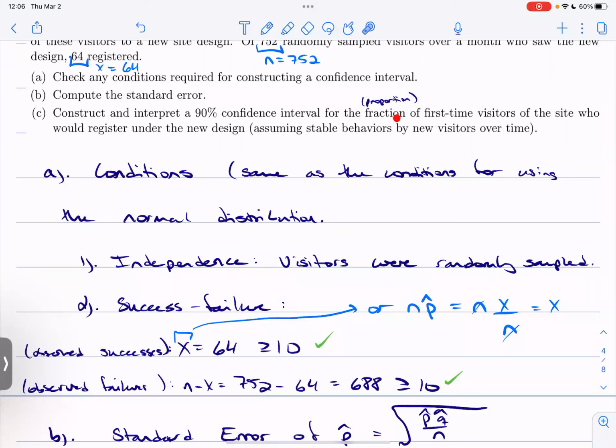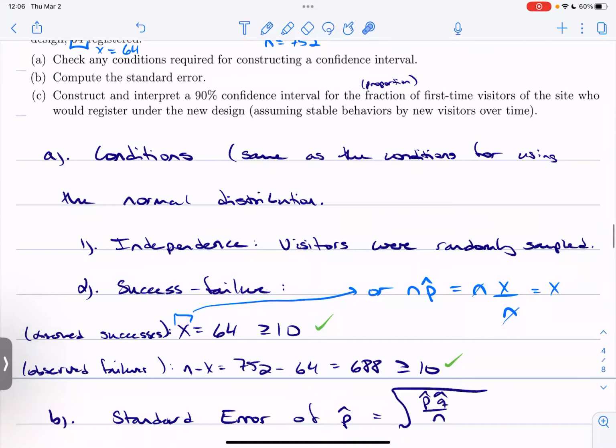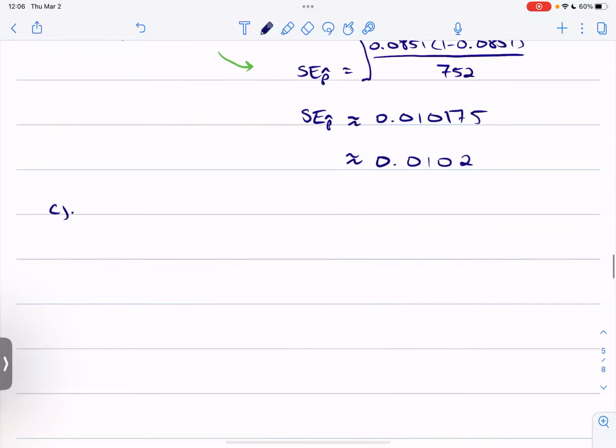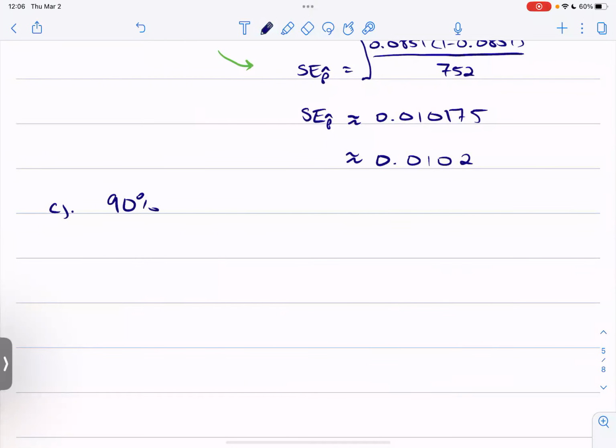So construct and interpret, people always forget that part. A 90% confidence interval for the fraction of first-time visitors of the site who would register under the new design, assuming stable behaviors by new visitors over time. Okay. I'm gonna drop that last bit. So we wanna make a 90% confidence interval, which means that, let's start by jotting down that I need a 90% confidence interval.